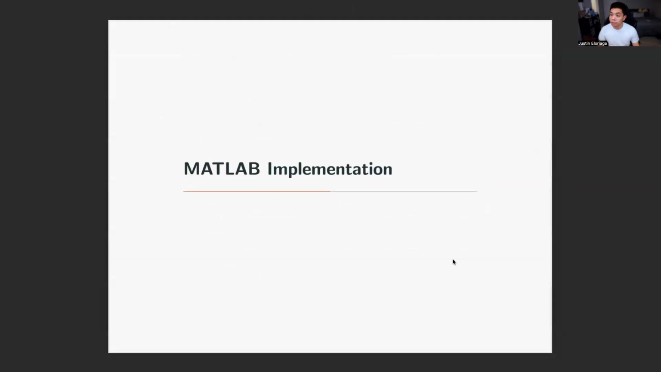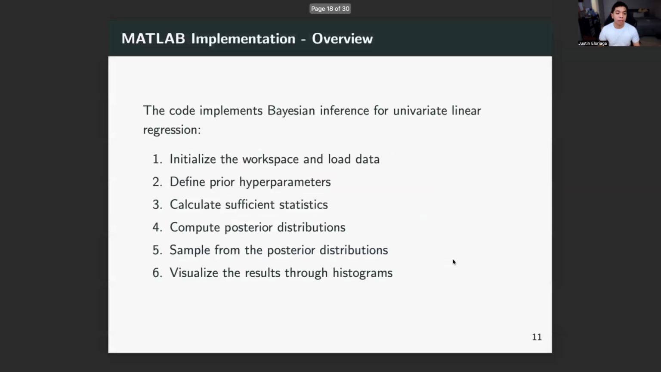So how do we do this inside of MATLAB? The code is quite simple. The code works as follows. The first is we're going to initialize the workspace and load the data. The second is we're going to define prior hyperparameters. I'll discuss what these are about. The third is we're going to calculate some statistics. And the fourth is we're going to compute the posterior distributions, which we're all interested in. After that, we're going to sample from these distributions. And last, we're going to plot.